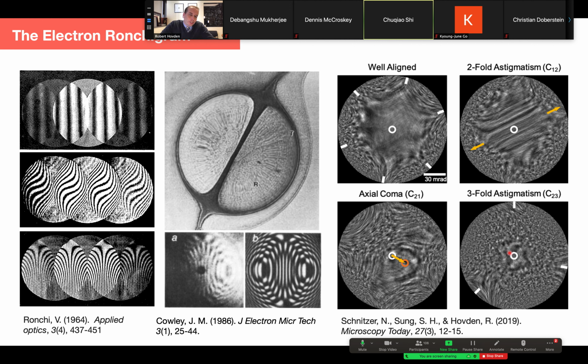And we can use these features to tune, shape, sculpt the Ronchigram to get a region of high magnification and high uniformity. That's shown in the top left here. For a well-aligned Ronchigram, we have a region with minimal variation. And this is the usable part of the beam that we'll use for high-resolution imaging.